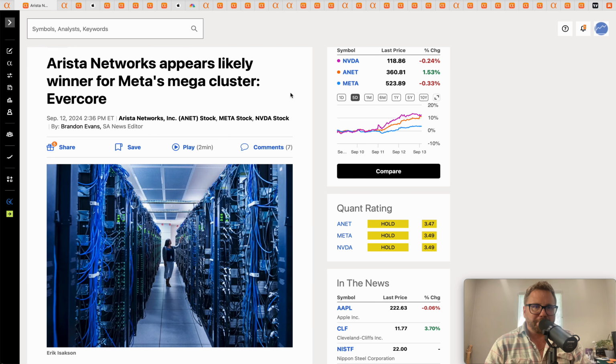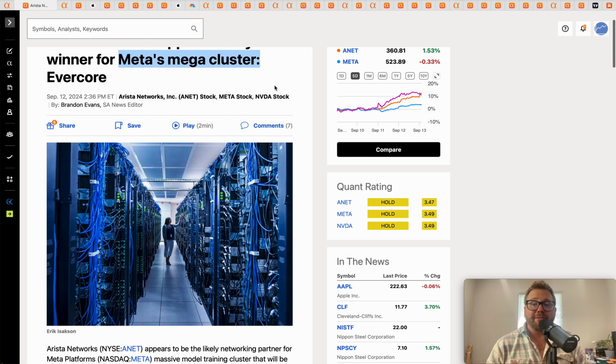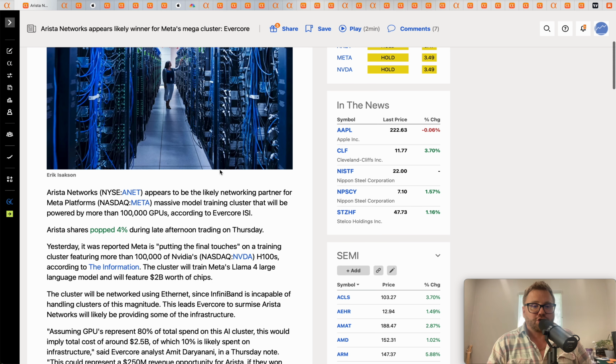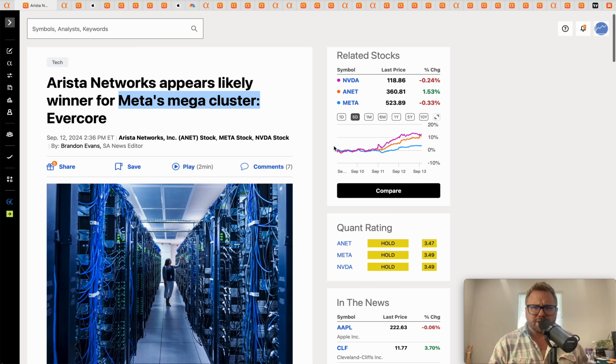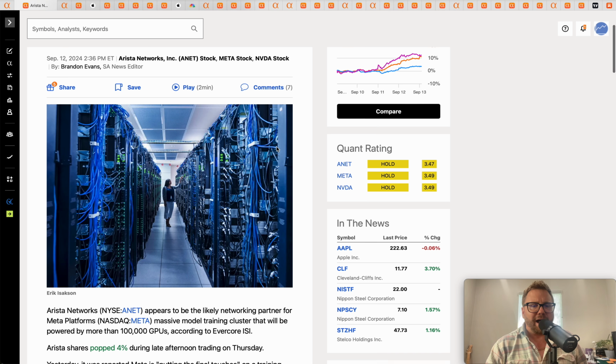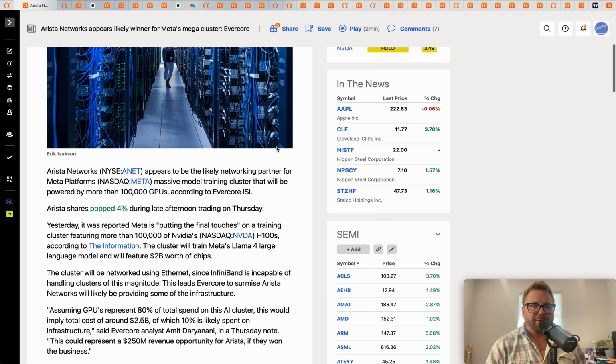Arista Networks appears likely to be a winner for Meta's mega cluster. This is inside of the data center. So obviously Nvidia, AMD to a lesser degree, other companies out there are winning in the data center for the GPUs and the actual hardware. But there's this huge networking story as well. In the networking space, you have Arista Networks, which is ticker symbol ANET. You also obviously have Broadcom, probably the granddaddy of them all. You also have Marvell and a handful of, maybe more than a handful of other companies.